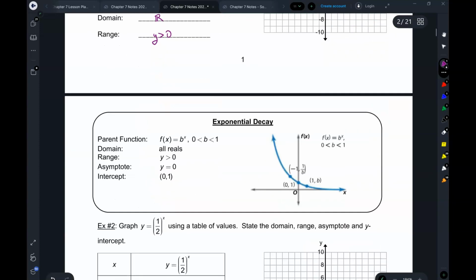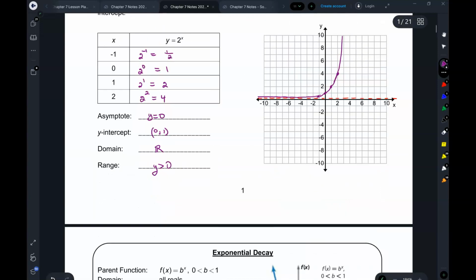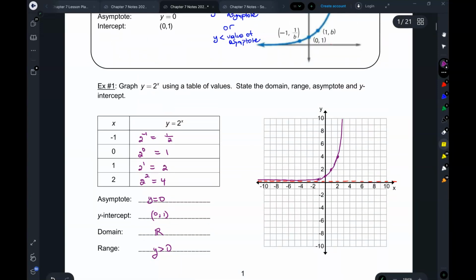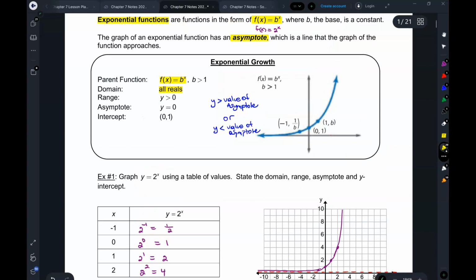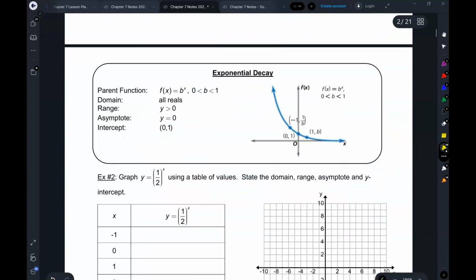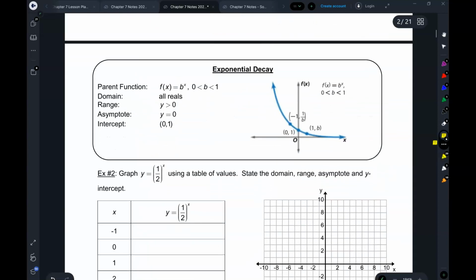Okay. So that was exponential growth. So before we move on, for exponential growth, you see how as you move to the right, the graph goes away from the x-axis. Do you see that? And what makes it exponential growth is that b is greater than 1. This number that's being raised to the exponent is greater than 1. So now let's go over to exponential decay.